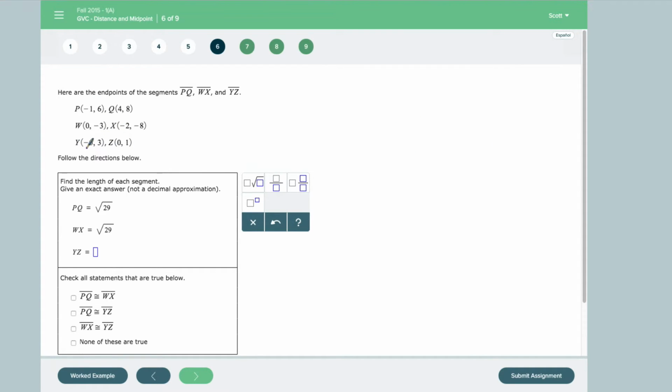But the last one, negative 5 minus 0, is negative 5. And you see, it doesn't matter which direction you go. 3 minus 1 is 2. Square it and add it together. Negative 5 times negative 5 is 25. 2 times 2 is 4. Add them together. Square root of 29 again. Okay, so we just happen to get the same answer for all of them.